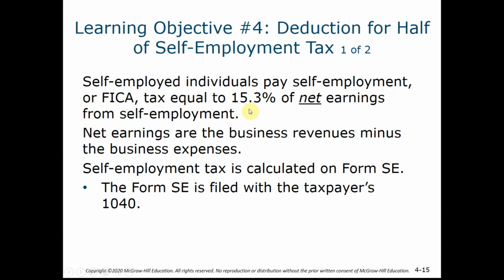Now it's interesting that the 15.3% of net earnings from self-employment is the limitation. So net earnings, these are business revenues minus business expenses. So it isn't the gross. We take the 15.3% calculation of, again, FICA, and of course that includes Social Security and Medicare, but we take that percentage against the gross earnings less our business-related expenses. And then we have to file Form SE with Form 1040 to demonstrate the calculation of our self-employment tax deduction for AGI.